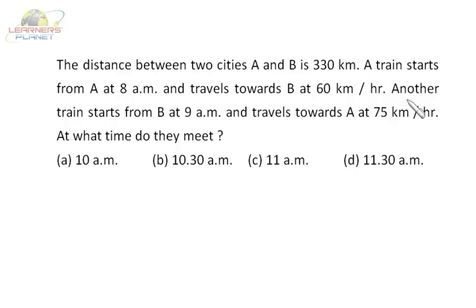The distance between two cities A and B is 330 km. A train starts from A at 8 a.m. and travels towards B at 60 km per hour. Another train starts from B at 9 a.m. and travels towards A at 75 km per hour. At what time do they meet?